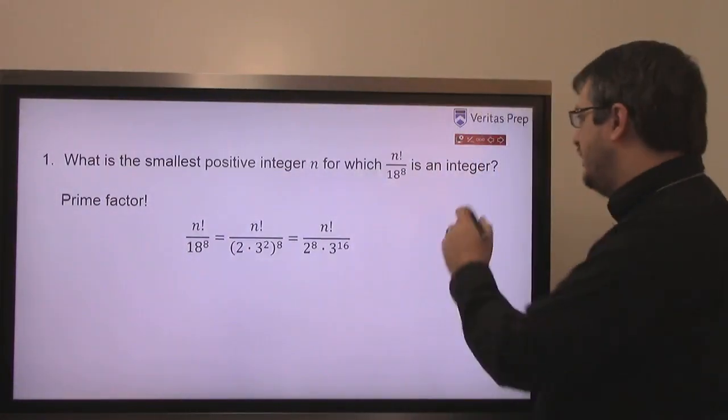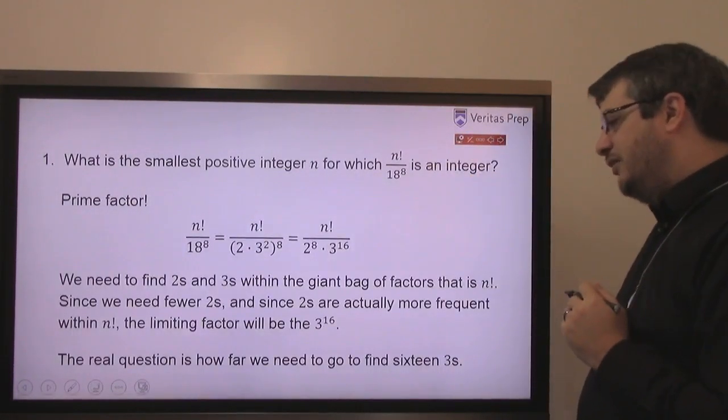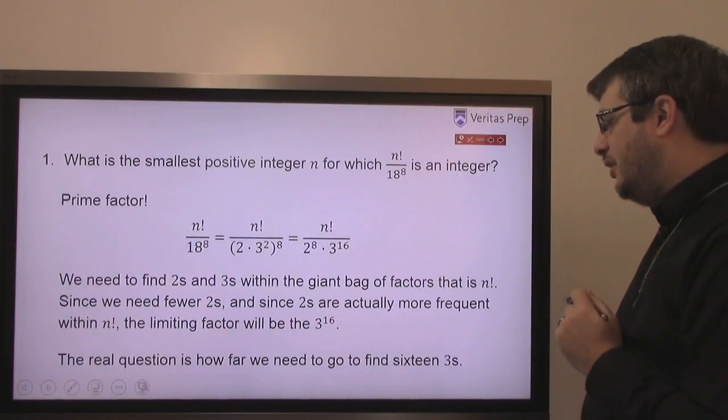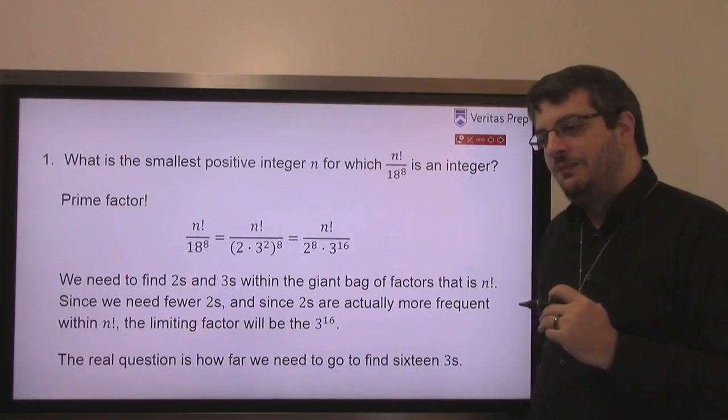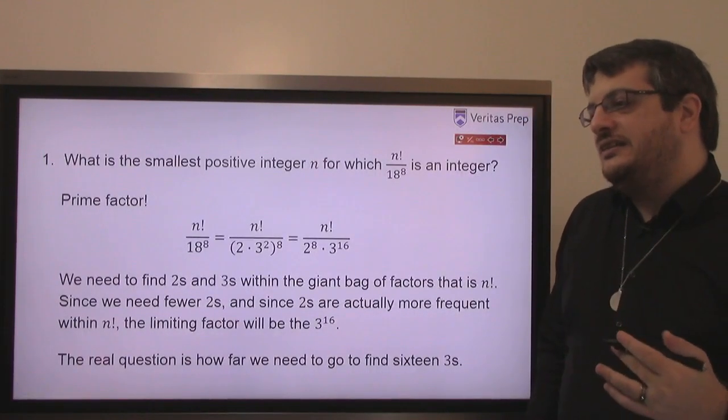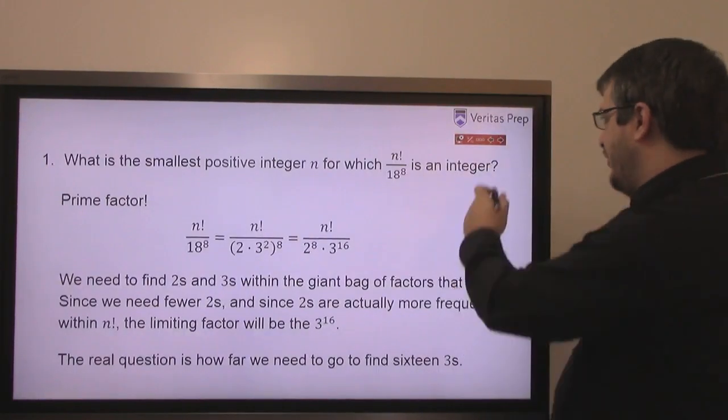So what I'm really looking for then, what I'm really trying to find, is how far we need to go to get 16 3s. Now from there it would be very easy to say, okay, I need 16 3s, no problem.